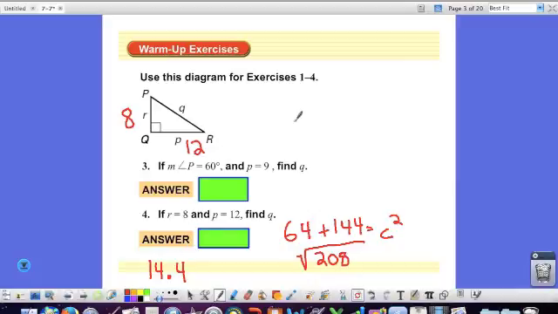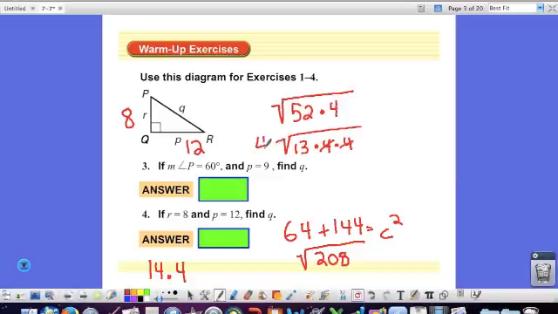So in case they want simplest radical form, I'm going to take 208 and factor it. It's 52 times 4. So I know that's going to be a perfect square. Okay, and 52 is 13 times 4. So 13 times 4 times 4, now this is 4 radical 13.